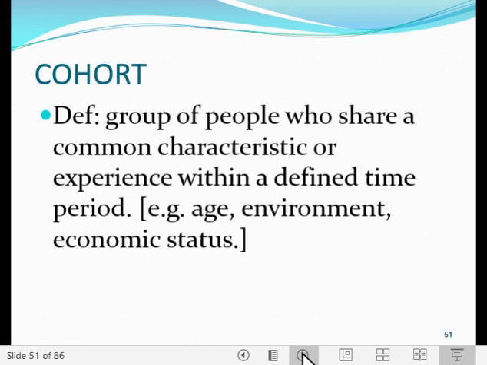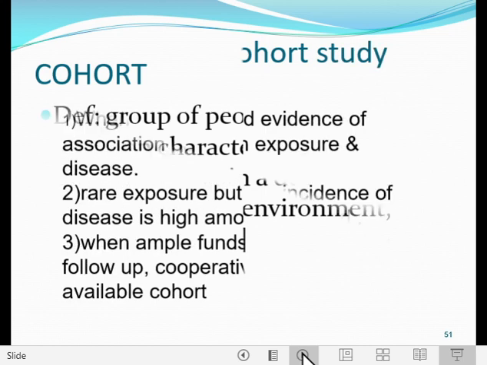Next we come to the cohort study or prospective study, but before that we need to learn the definition of cohort. Cohort is a group of people who share a common characteristic or experience within a defined time period. Example, age, environment or economic status. So, people who are born on 10th April will become a cohort. People who are born in 1991 can become a cohort. People who are exposed to an atomic bomb can also become a cohort.